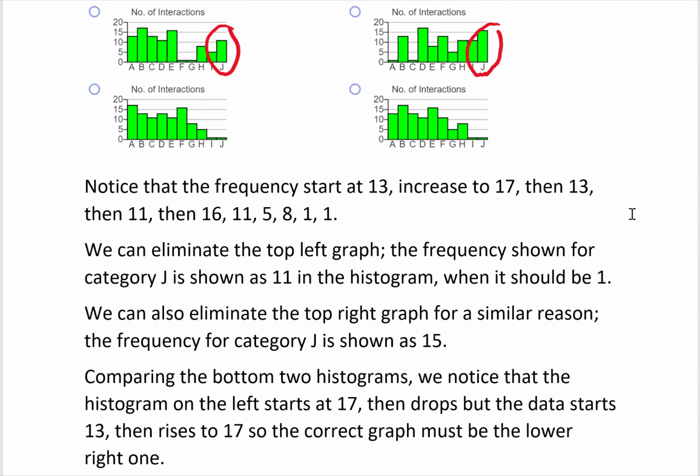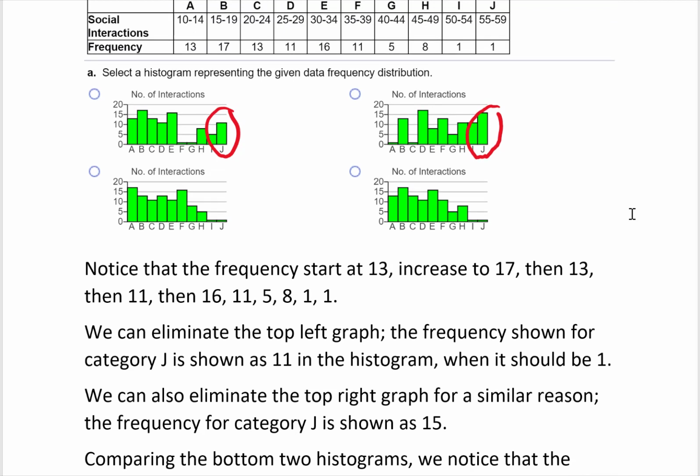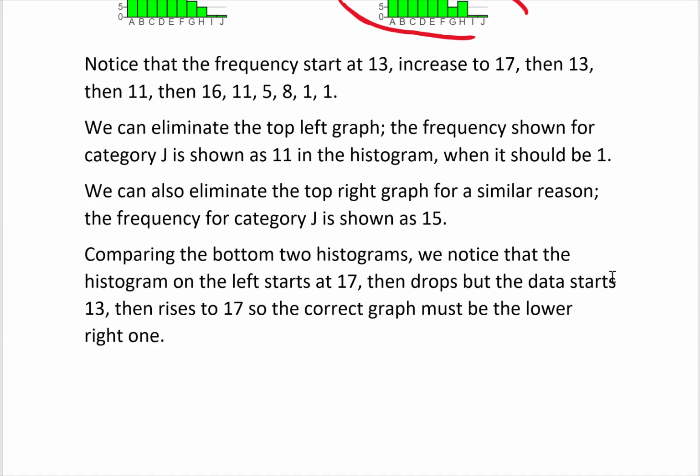comparing the two ones, we notice the one on the left starts at 17 rather than starting at 13, which is what we need, notice right here. And so the correct histogram must be the histogram right here. It starts at 13, so if you notice here, 13, 17, 13, 11, and back up to 16. So the correct histogram is shown right there.